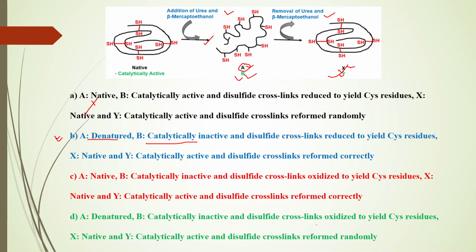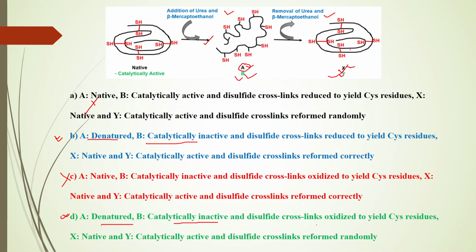Next, look at this. Again it says that it is a native structure. We know it is not a native structure, so again we can rule out this particular option. Look at the fourth option. It states that this species is denatured and catalytically inactive. Very good. So again we will stick to this option as well.